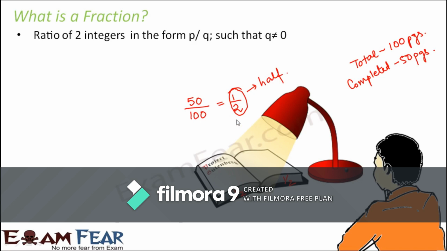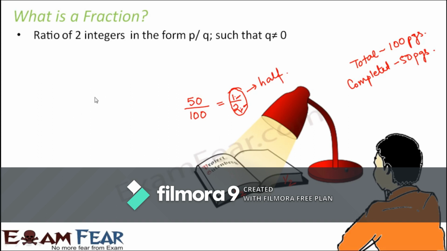Now when you look at half, this is an example of a fraction. What is it? It is a ratio of 2 integers. 1 is an integer, 2 is an integer. Ratio of 2 integers in the form p by q. Here 1 is p and 2 is q, such that q is not equal to 0. Why q not equal to 0? Because if q becomes equal to 0, then the value of this entire fraction will be not defined, because anything divided by 0 is not defined. Therefore, in a fraction, we never want q to be 0.